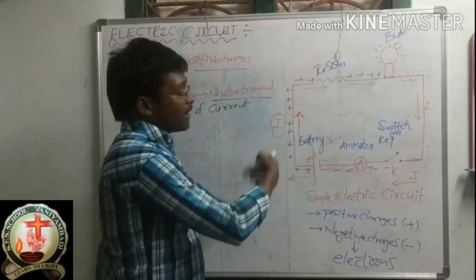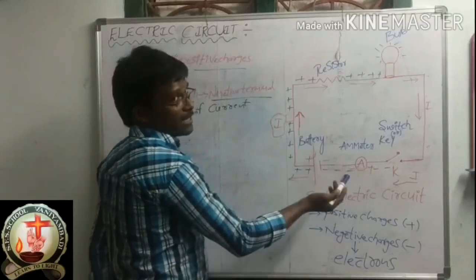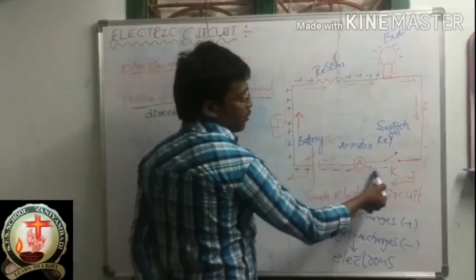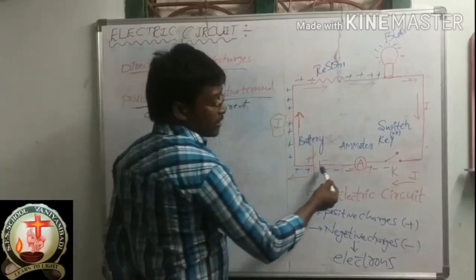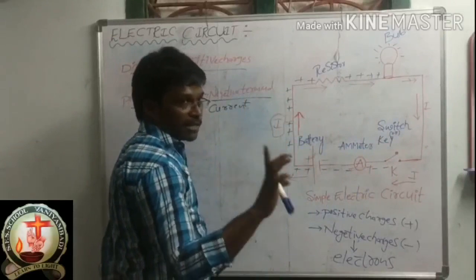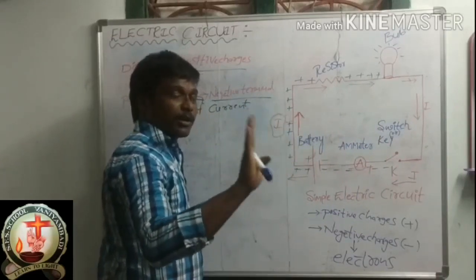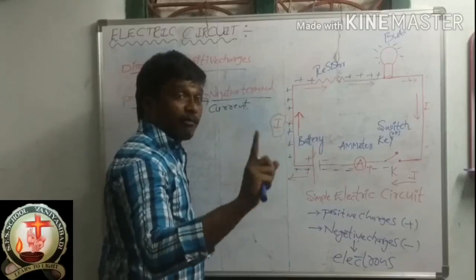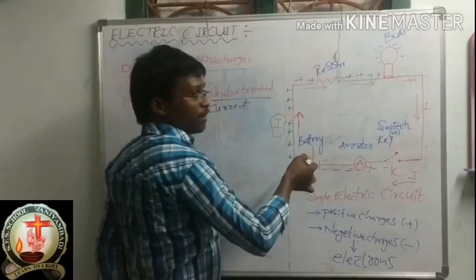So in this circuit, what is the direction of electrons? This direction, right? This negative terminal is releasing the electrons, and after releasing, electrons are moving like this. I told you the statement: the direction of current is always opposite to the direction of electrons.